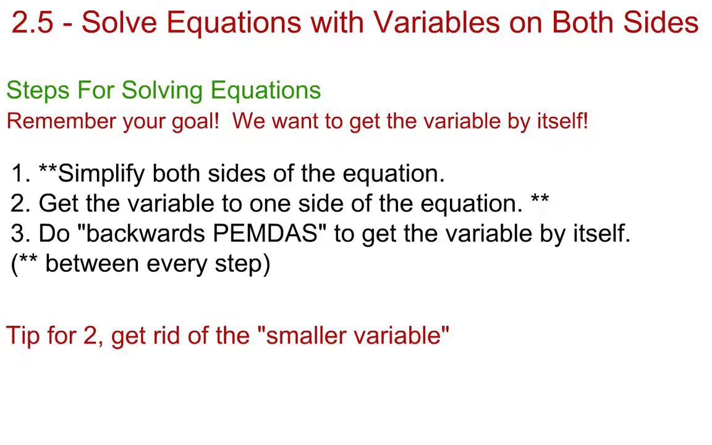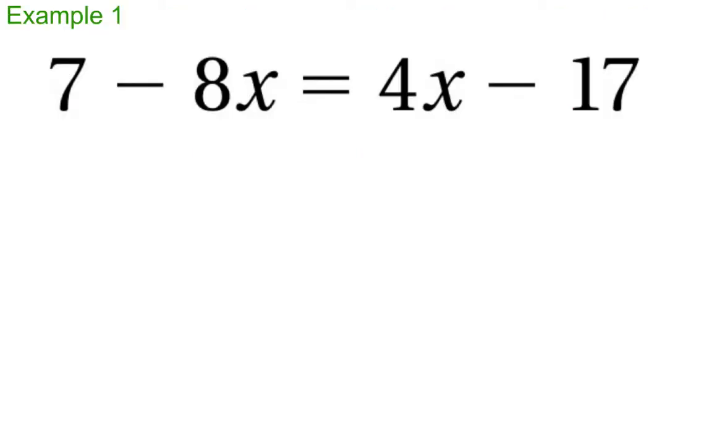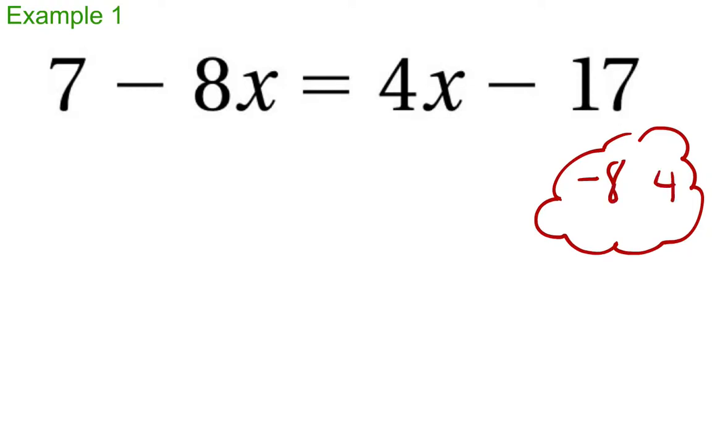For step 2, when you want to get rid of the variable and get it to one side of the equation, always just get rid of the smaller variable. And I'll show you what that means with this following example. So we have 7 minus 8x equals 4x minus 17. First thing you want to do, thinking bubble: what's smaller? Negative 8 or 4?